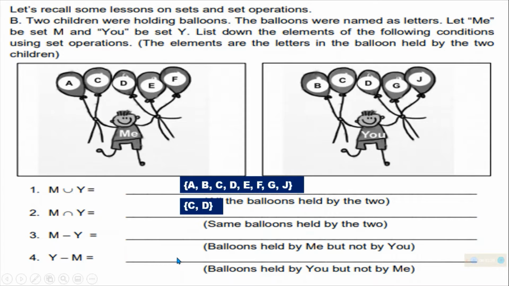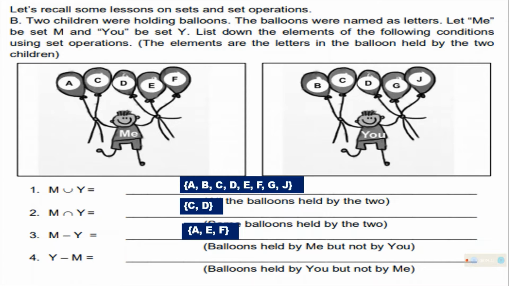Next question, number 3. M minus Y. Balloons held by me but not by you. So what will be the answer? At first, we will find the common letters which is C and D. And then we delete it. So, ang matitirang letters, that will be the answer. So, the answer is A, E, F.